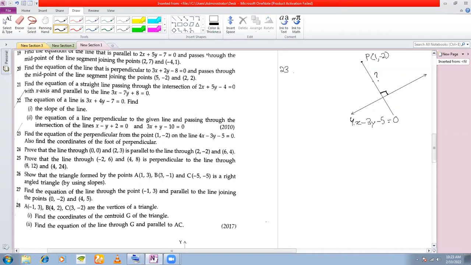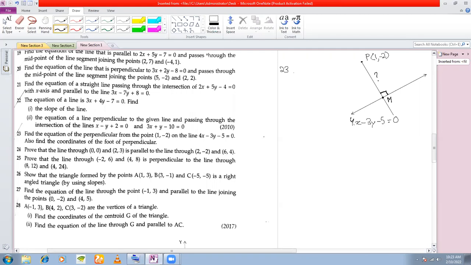Now, the next part of the question states: also find the coordinates of the foot of the perpendicular. Now, what do you mean by foot of the perpendicular? This point M is called the foot of the perpendicular. You need to find out the coordinates of M. So let's proceed how to find out. First of all, we will find out the equation of the perpendicular line.